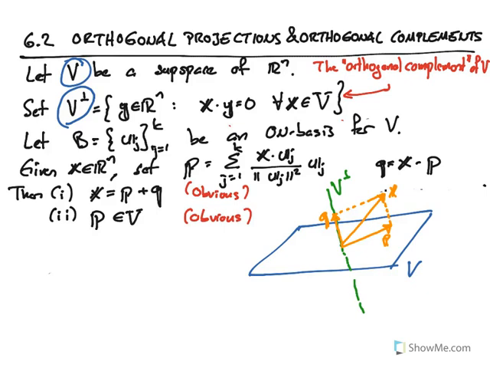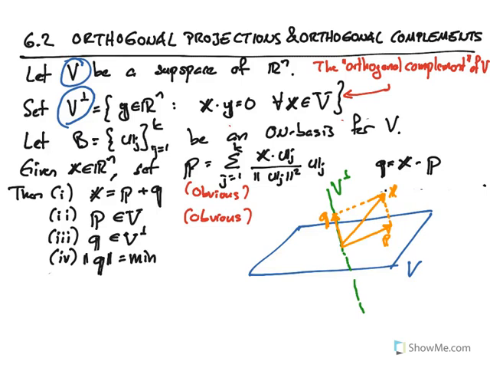Now, the third fact is a little bit less obvious, but the vector Q lies in the orthogonal complement of V. We need to prove that. And then the fourth fact, which we also need to prove, and this is also not an obvious fact, is that Q, as it happens, the length of Q is the distance between x and the space V.